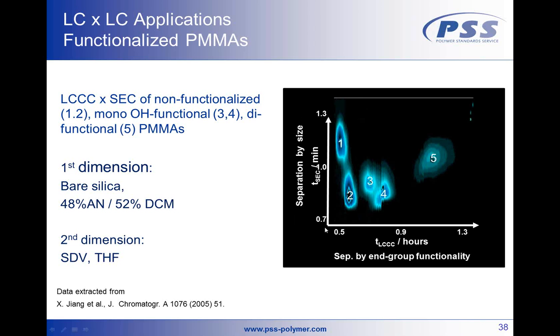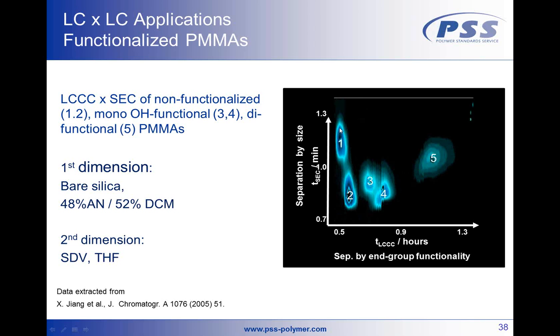And what they did is they separated along the x-axis by LCCC, by critical chromatography, meaning they separated by the number of OH groups. So you have non-functionalized, which comes out first. Basically, peak number 1 and 2 are the peaks which have no OH groups. Peak 3 and 4 have one OH group each, and peak number 5 has two OH groups.